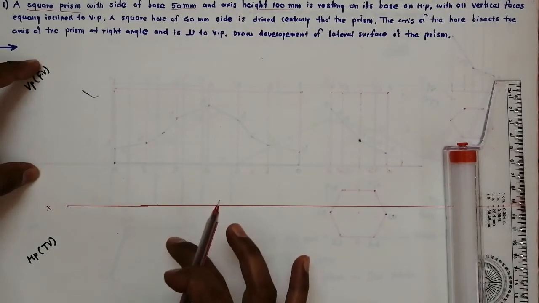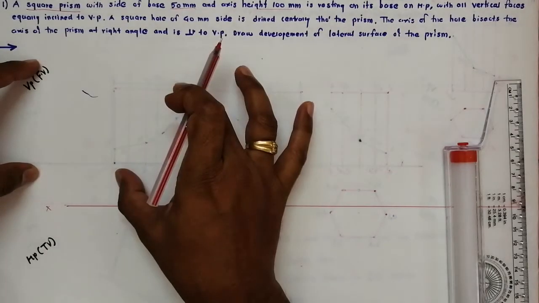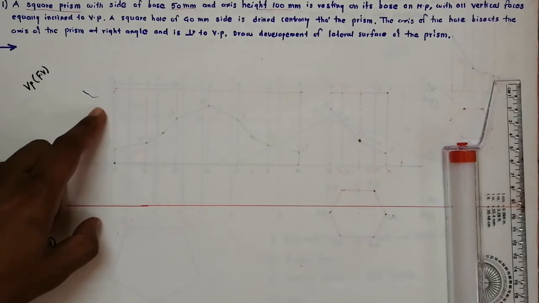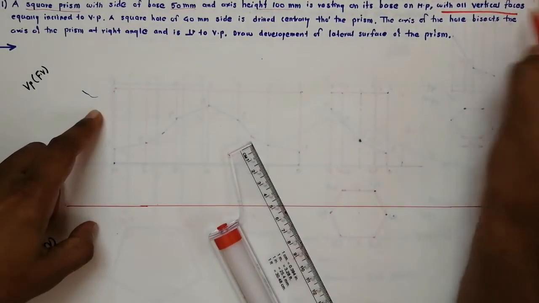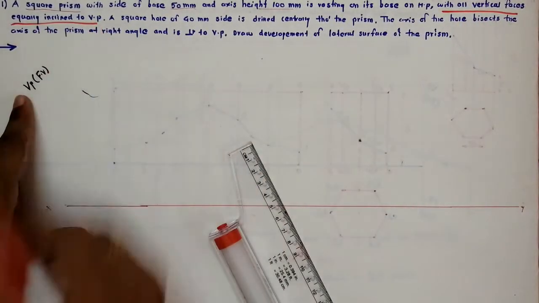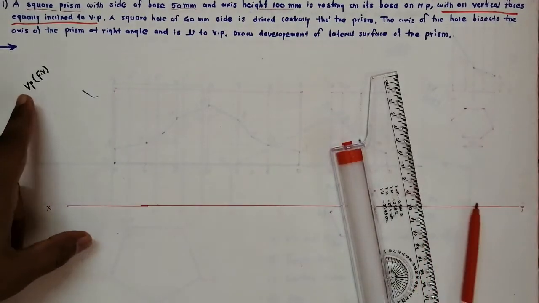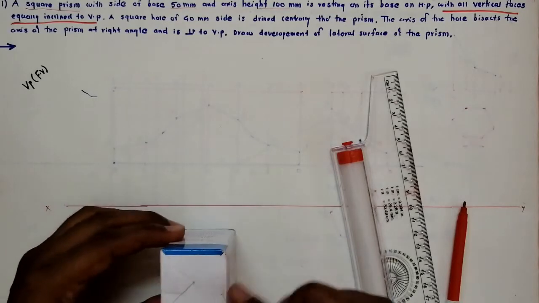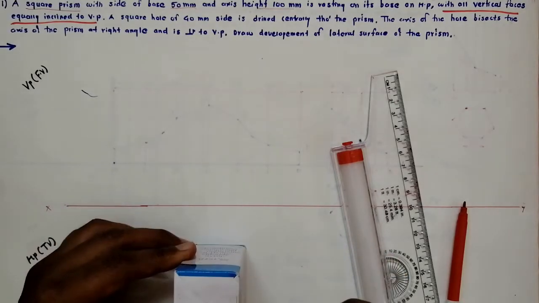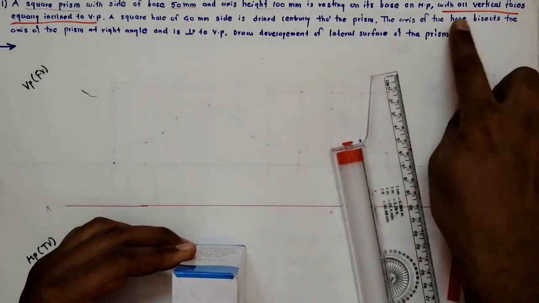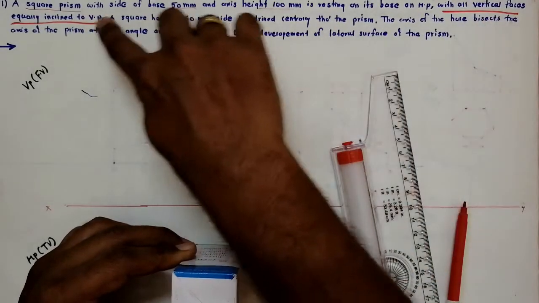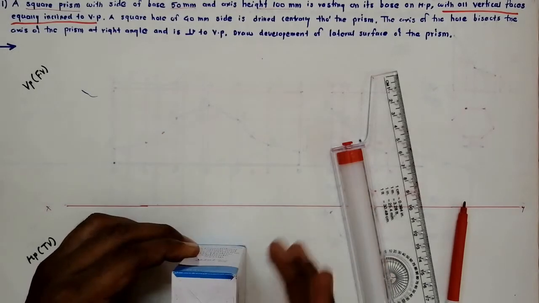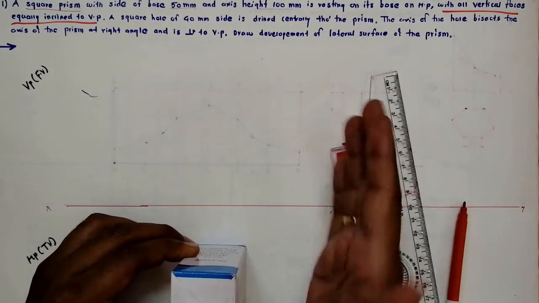The problem starts with the top view, then we'll draw the front view as rectangle with all. Now this condition is very important, with all vertical faces equally inclined to VP. So we have to keep this. So there are two positions for this square prism. One is this one, like this. But now what is the condition? The vertical faces equally inclined to VP. Now these are the vertical faces, but in this condition it is not equally inclined.